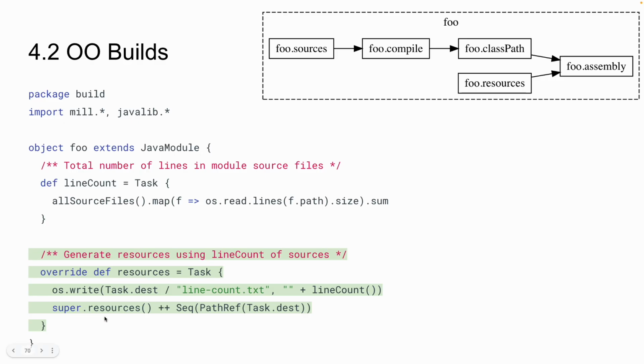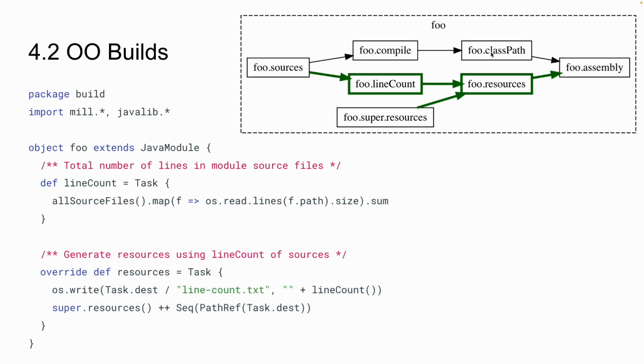I don't need to teach you anything for you to know exactly how this will affect the graph we have in the top right. You know that assembly will call the override of super.resources, rather than calling the original one. You know that super works by keeping the original method in place, so the new override can call it. You know how this calls line count, this calls sources. So you know how all this stuff works because this is just vanilla object-oriented programming.